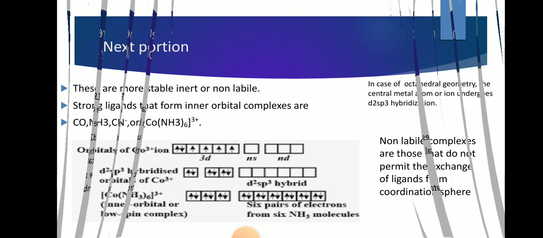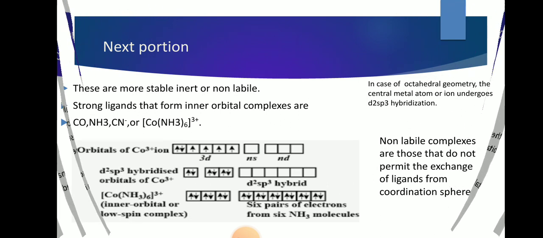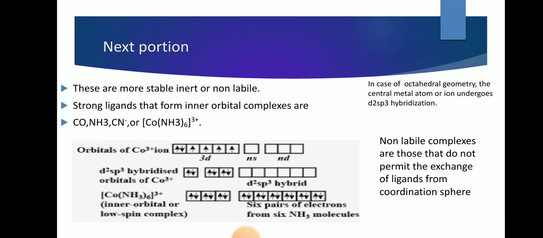These complexes are more stable, inert or non-labile. In case of octahedral geometry, the central metal atom or ion undergoes d2sp3 hybridization. So non-labile complexes are those that do not permit the exchange of ligand from the coordination sphere. Examples of strong field ligands are carbon monoxide, ammonia and cyanide.